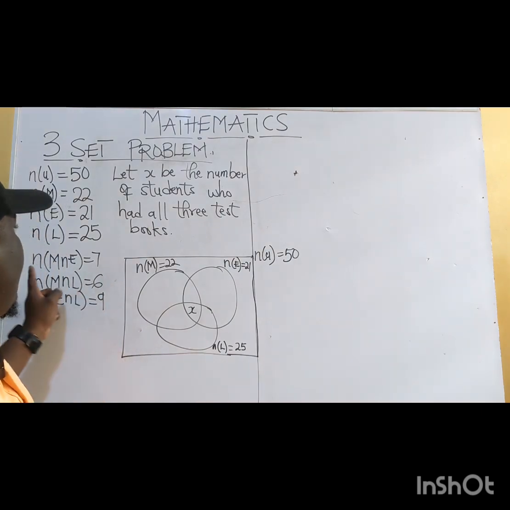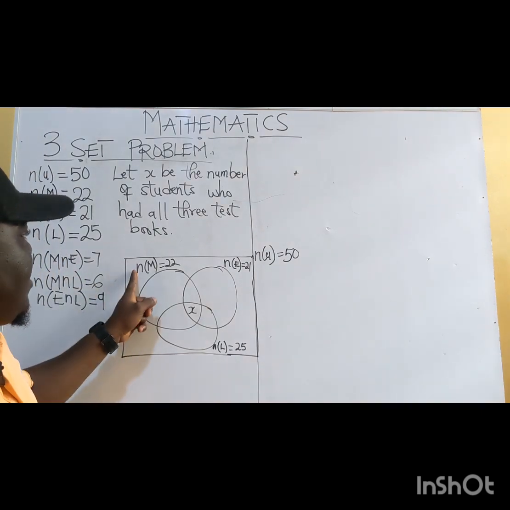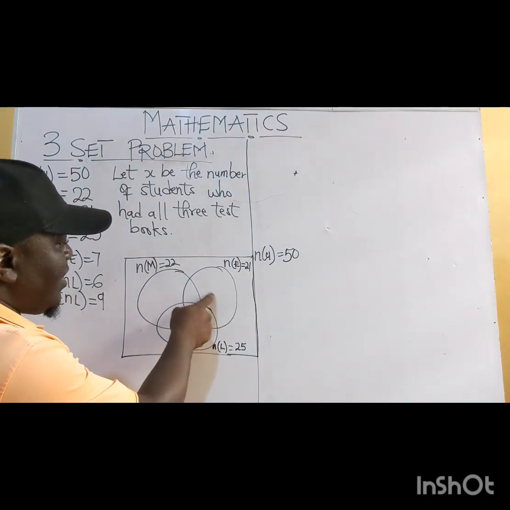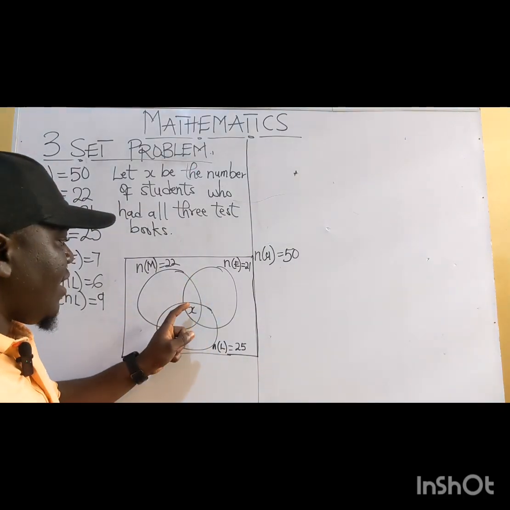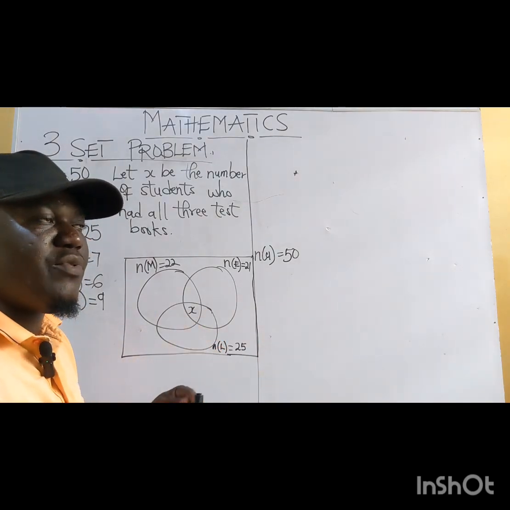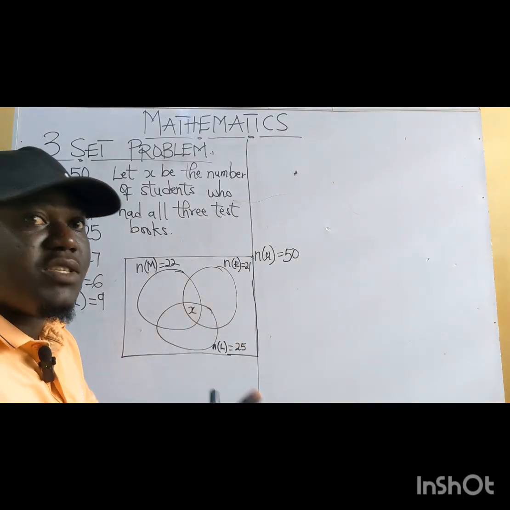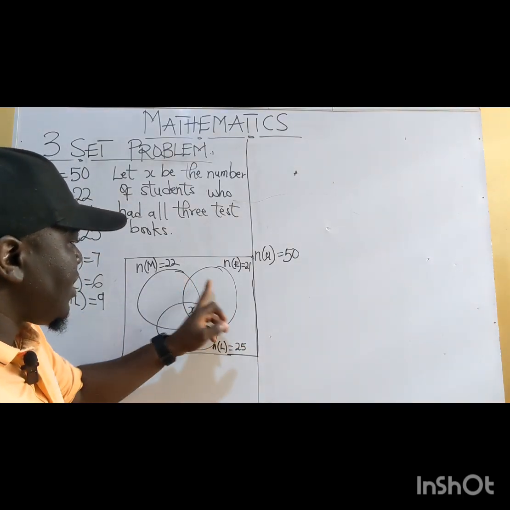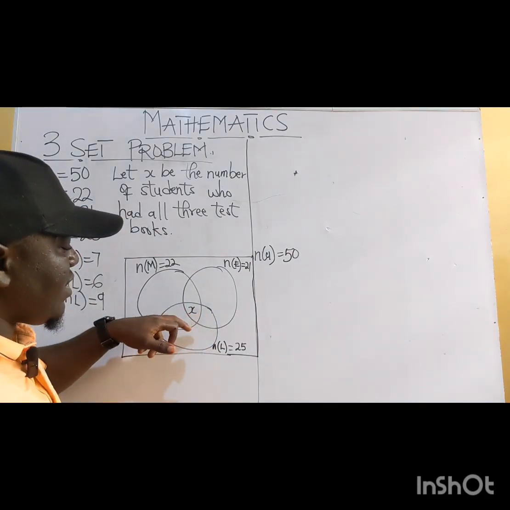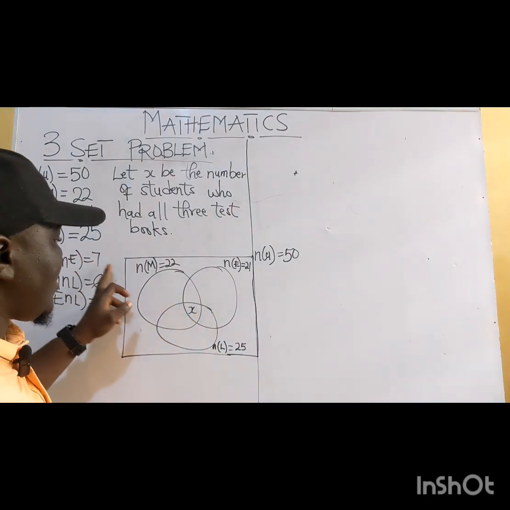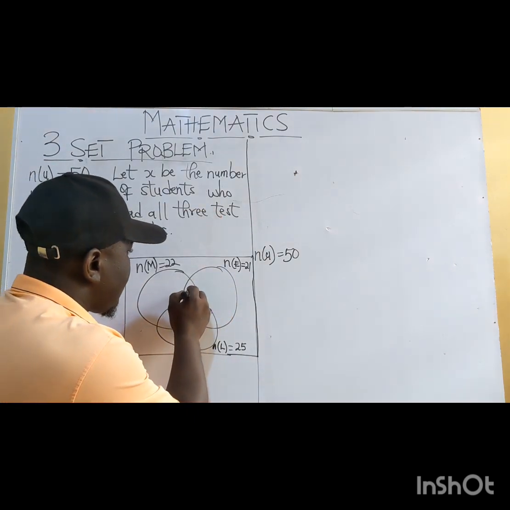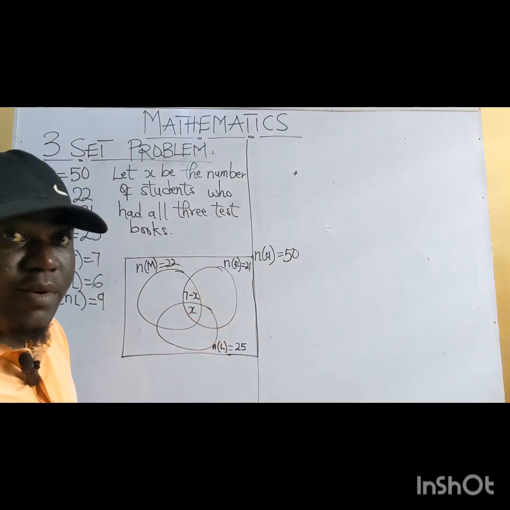And then we're given this. The number of M intersection E is 7, so the whole intersection between these two circles is 7. But a portion of it is X, like I explained the other time. You can go and watch the previous video where I explained the regions. So these two circles, their intersection is 7, but a portion of the 7 is X. So M intersection E only is going to be 7 minus X. I believe you've gotten it.